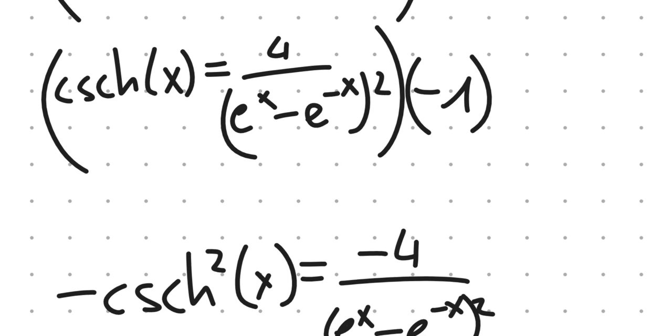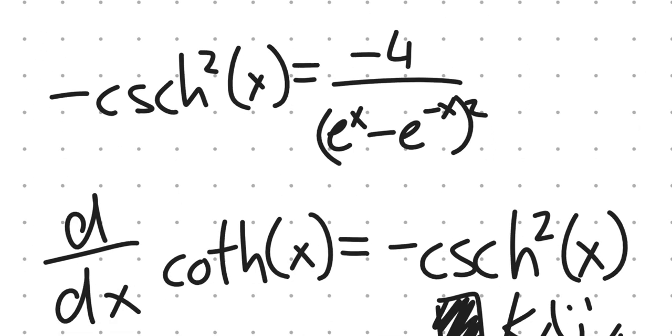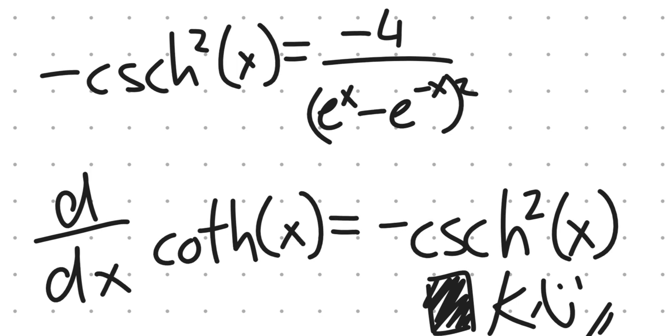And we have negative 4, so we just have to multiply everything by negative 1 in order to get our final conclusion that negative 4 divided by e to the x minus e to the negative x squared is equal to negative cosecant hyperbolic squared of x. So now we can state that the derivative of cotangent hyperbolic of x is equal to negative cosecant hyperbolic squared of x.